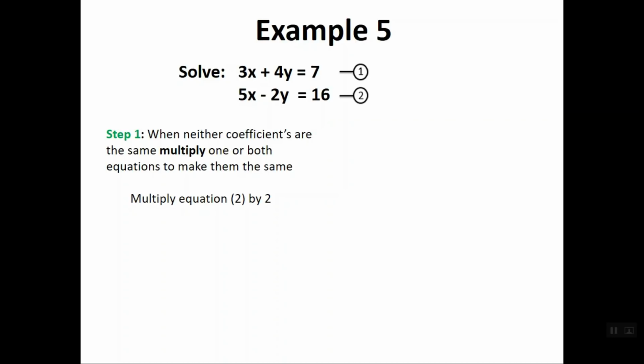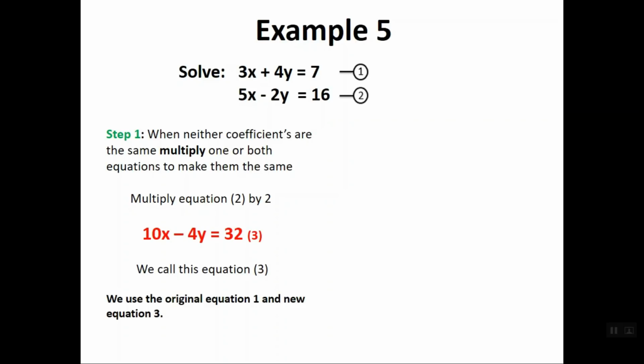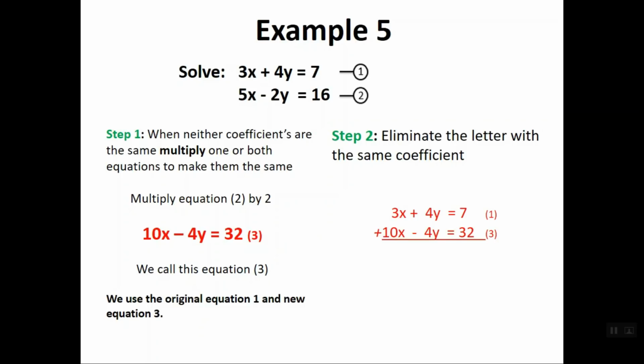I would have gotten 2 times 5x, which would have given me 10x, and 2 times 2y would have given me 4y, and 2 times 16 would have given me 32. And now call that equation 3. What I'm going to do now, guys, is use the original equation 1 and the new equation 3. So step 2 now is to eliminate the letter with the same coefficient. So I'm writing equation 3 and I'm writing equation 1.